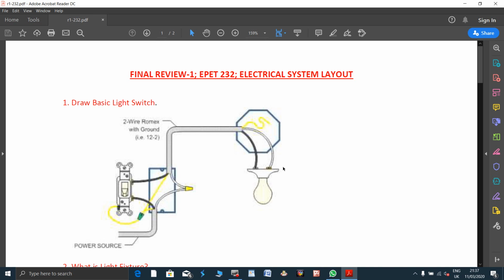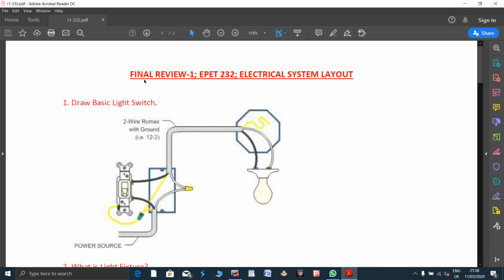This is a final review for electrical system layout EPET 232. These are the questions for final examination. You may get them in the final examination. The first question is related to the definition of basic light switch.